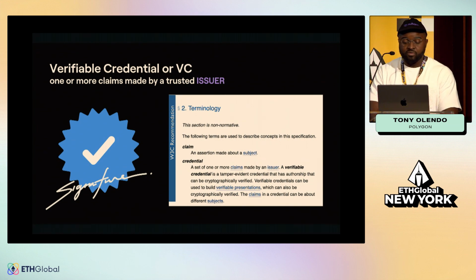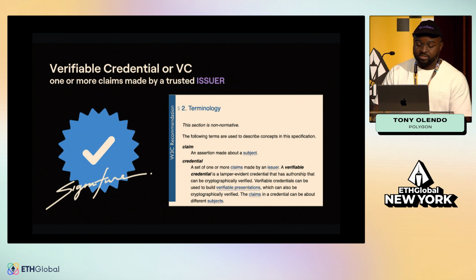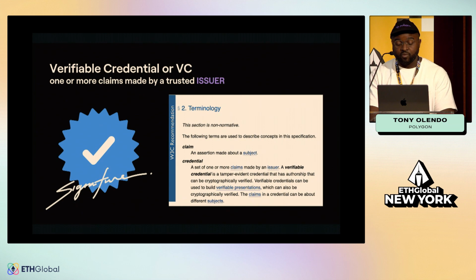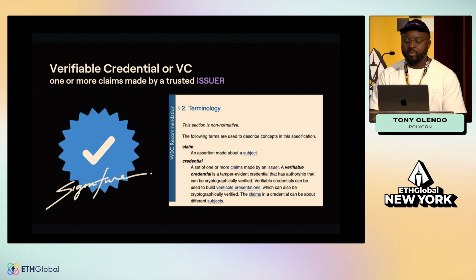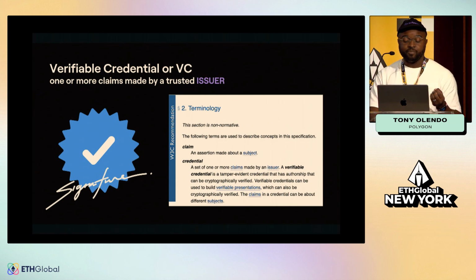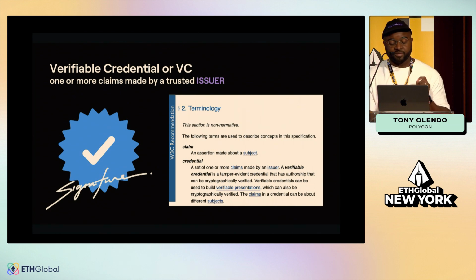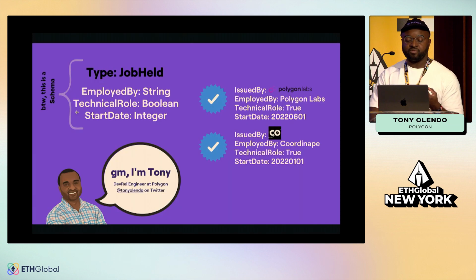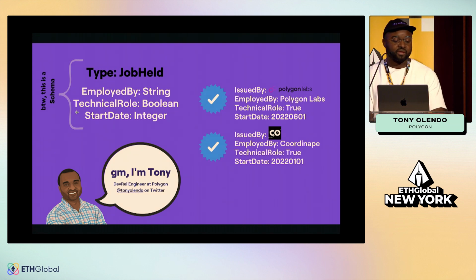But if you're going to define it technically, essentially, a verifiable credential is basically composed of two things. One is a claim, which is a basic assertion made about a particular subject, and then the credential is essentially a set of one or more claims that are made by an issuer. And so a verifiable credential is a tamper-evident credential that has authorship that can be cryptographically verified.